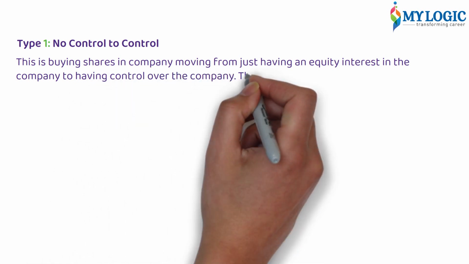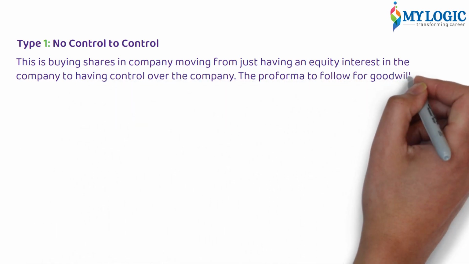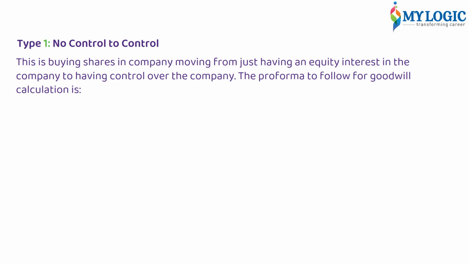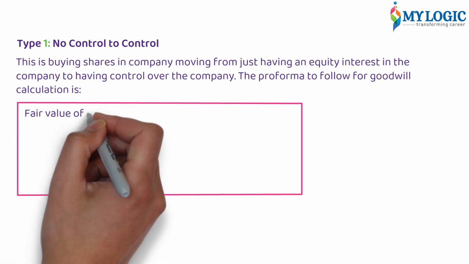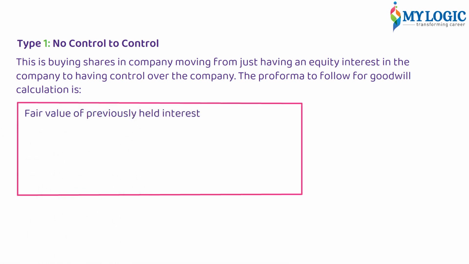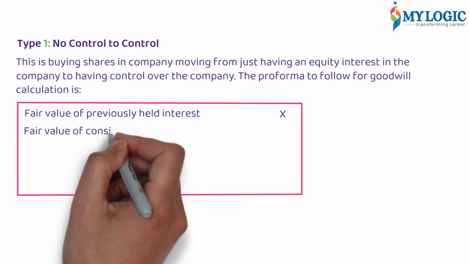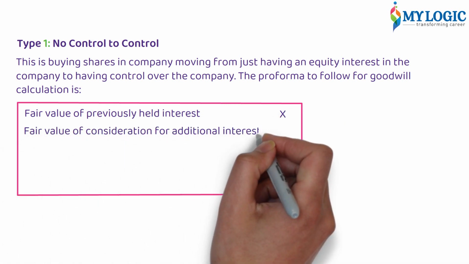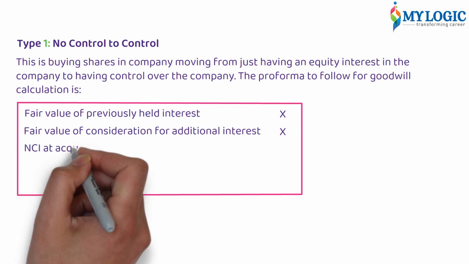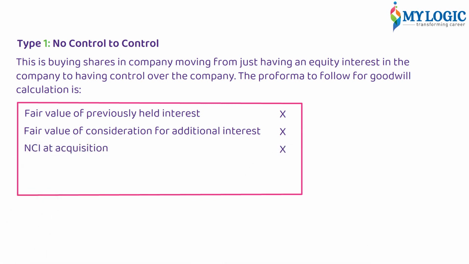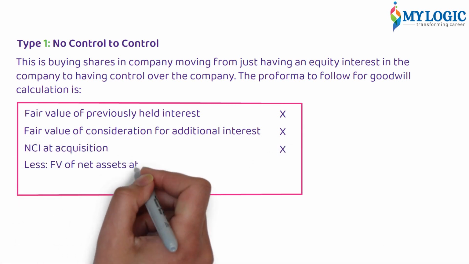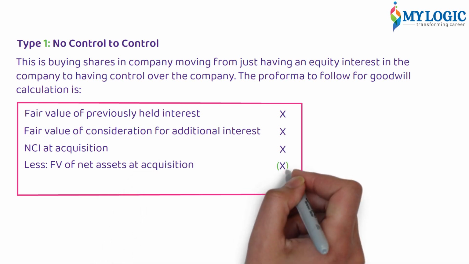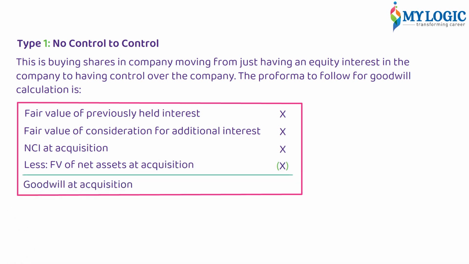The pro forma to follow for goodwill calculation is: fair value of previously held interest, fair value of consideration for additional interest, NCI at acquisition, less FV of net assets at acquisition, goodwill at acquisition.